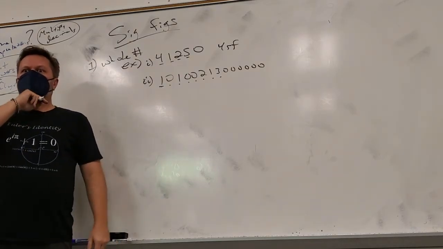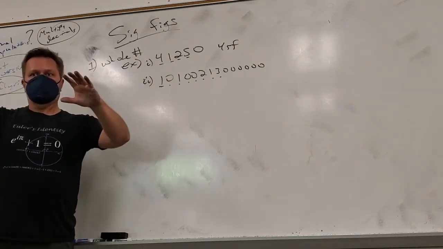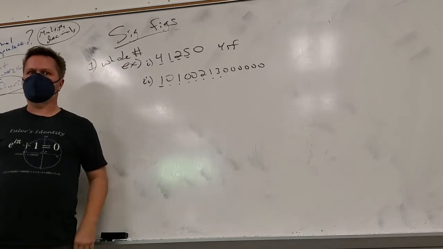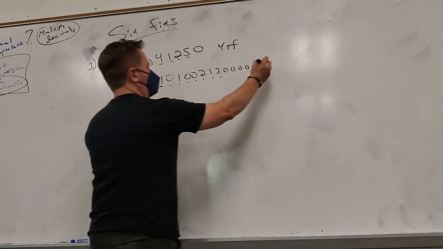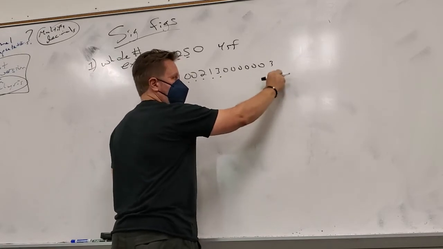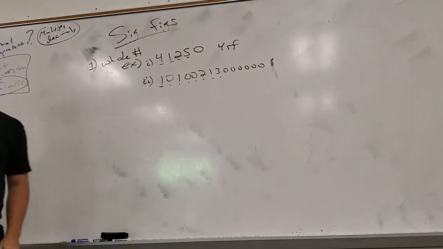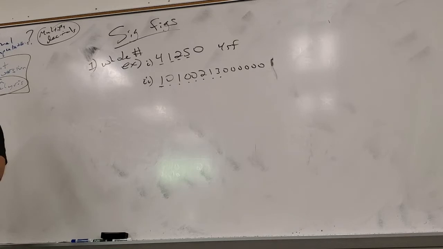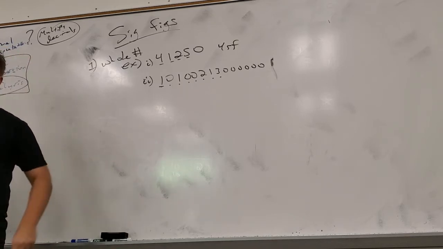Start at the first non-zero number, end at the last non-zero number. If I would have put a 3 here, don't I pick up a lot more Sig Figs? So start at the first non-zero, end at the last non-zero.